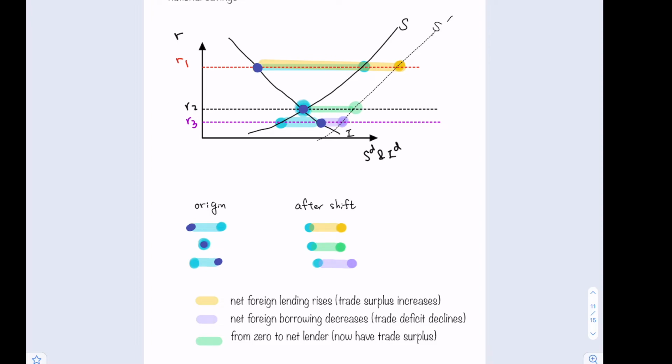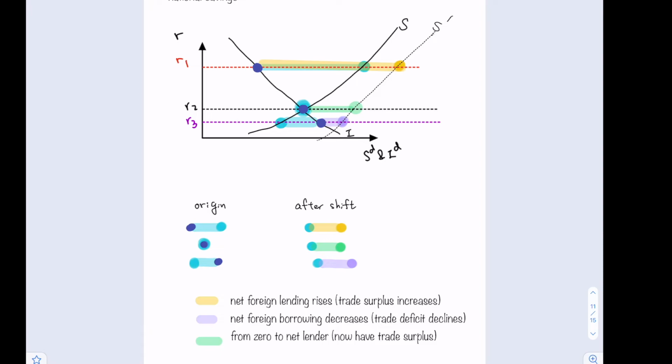In these cases, it turns from borrowing to lending. The same thing happened to its trade balance: it turned from a trade deficit into a trade surplus. Finally, for an economy that faces the world interest rate at a position of R2, it moved from a zero balance to a position where it becomes a net lender. So then they have more trade surplus in this case.